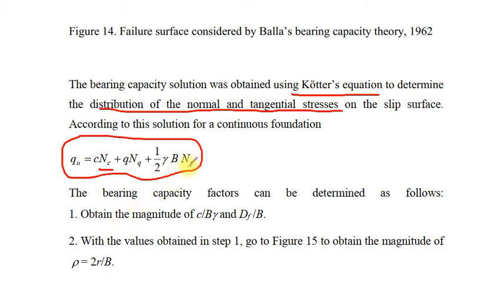The procedure that can be depended on to compute the bearing capacity factors is as follows. First, obtain the magnitude of cohesion divided by B, the width of the foundation, and gamma, the unit weight of the soil, and Df, the depth of the foundation, over the width of the foundation. First, obtain these two terms. Then use figure 15 to obtain the magnitude of rho.